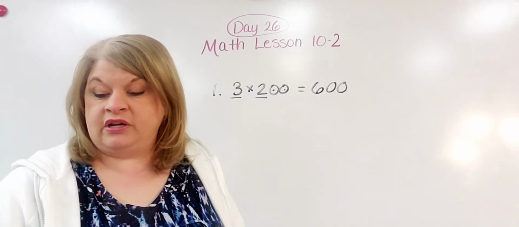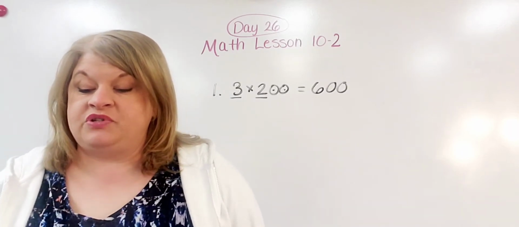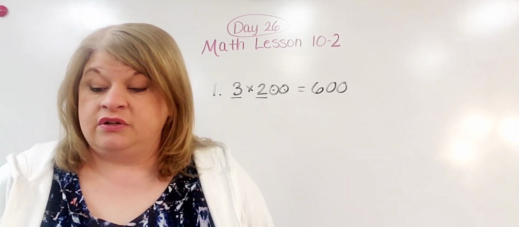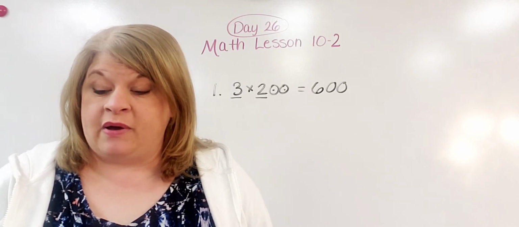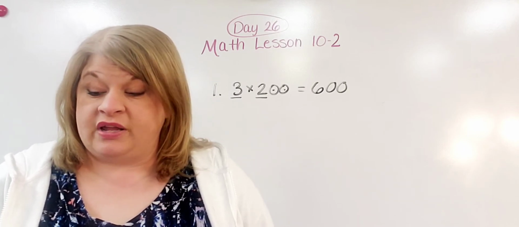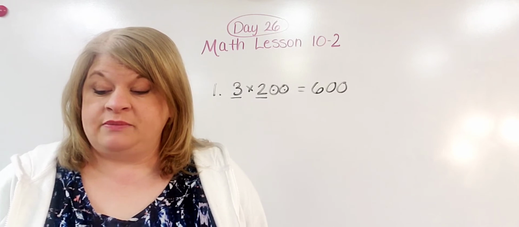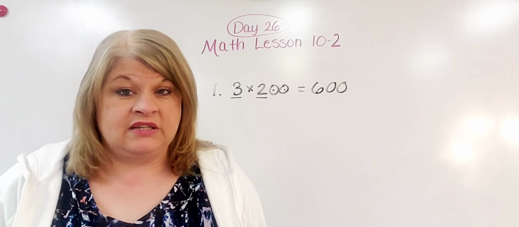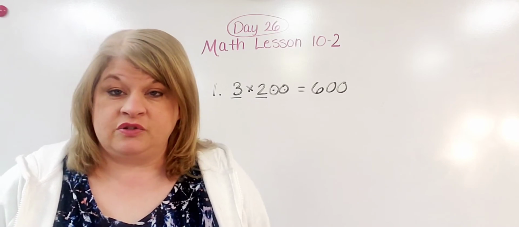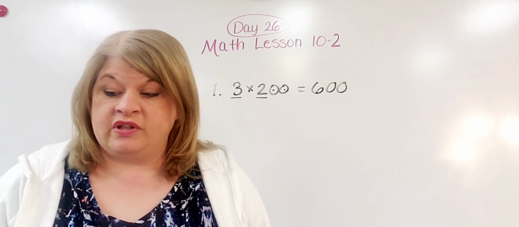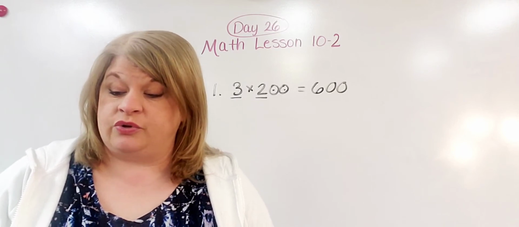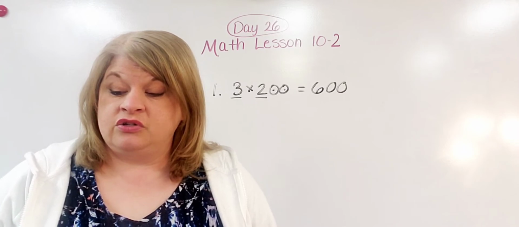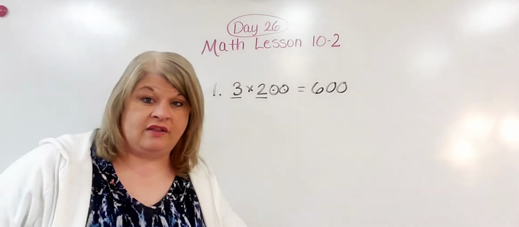3 times 300. First, do what you know. 3 times 3 is 9, and then count the zeros. 2 zeros. So what does that bring my product to? 900. Number 3, 3 times 400. Do what you know. 3 times 4, write that down. 3 times 4 is 12. How many zeros do we add to the end? 2. So that's 1200. Please do 4, 5, and 6. Do 4, 5, and 6, and then we'll work on the rest here together.